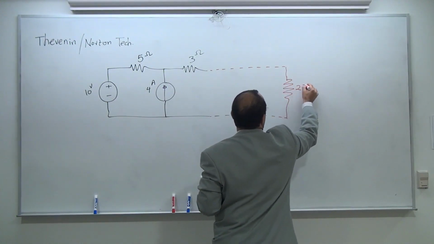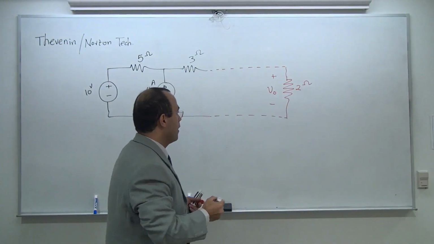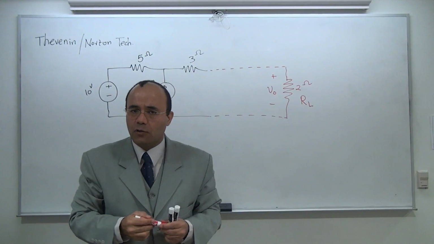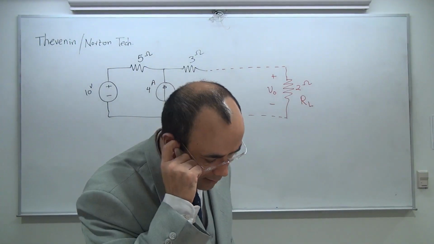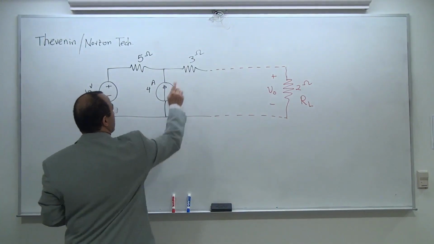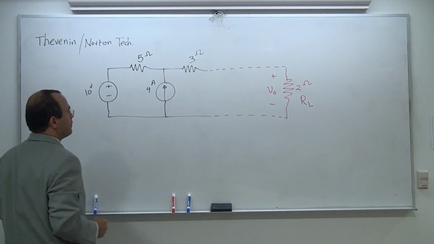So that was 2 ohm. This is going to be plus minus 0. This I'm going to call RL. RL could be anything, and in this case, 2 ohm would be my RL. This could be my RL, this could be my RL, but let's keep it simple.